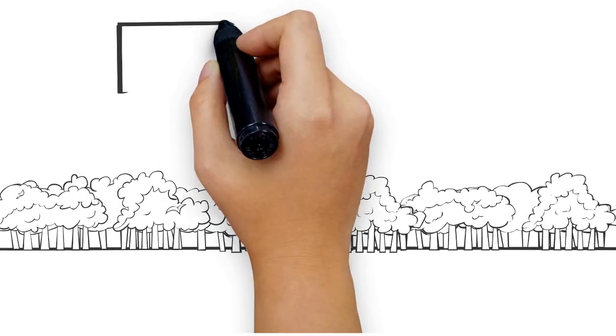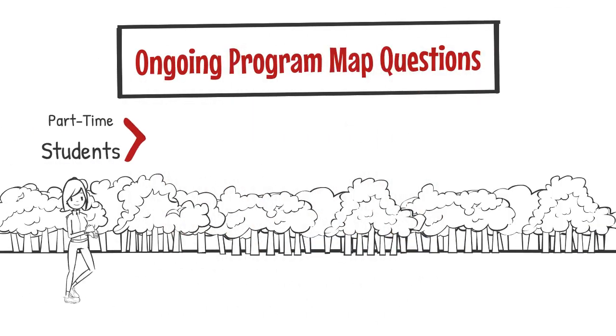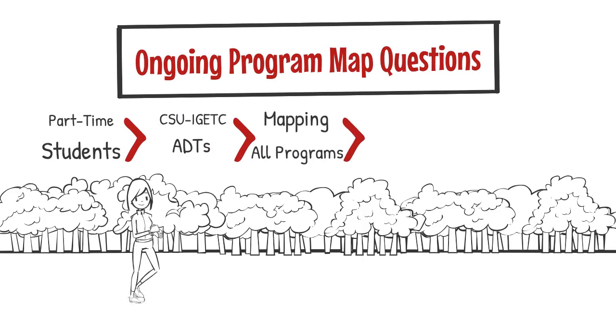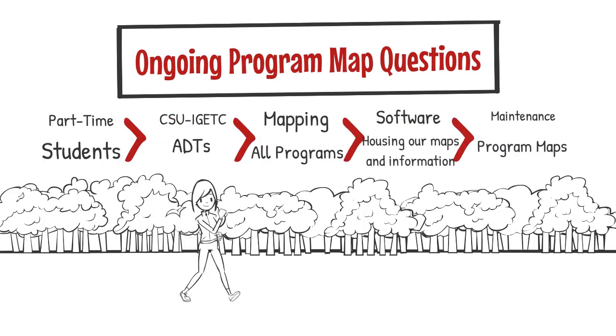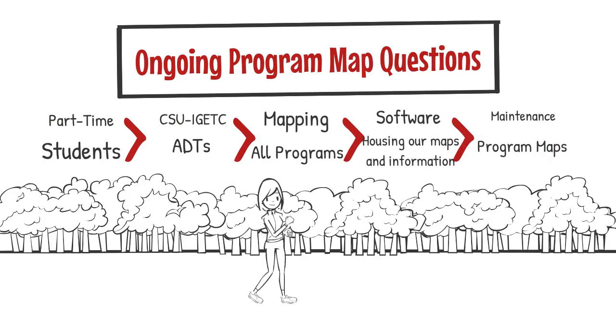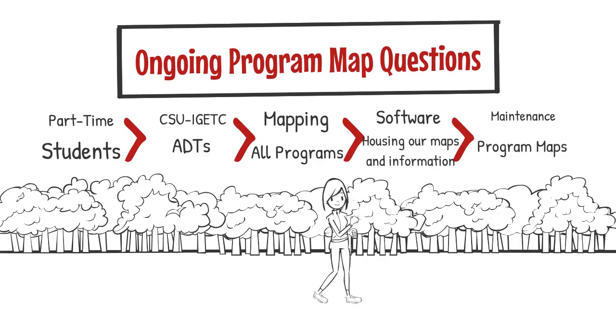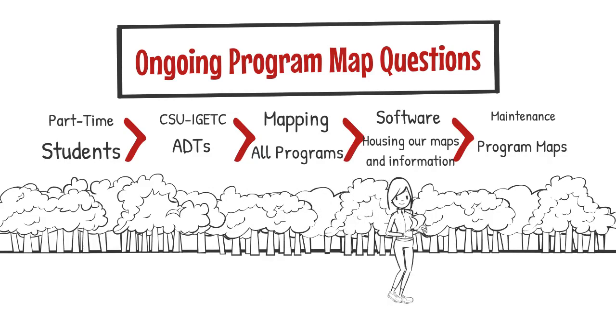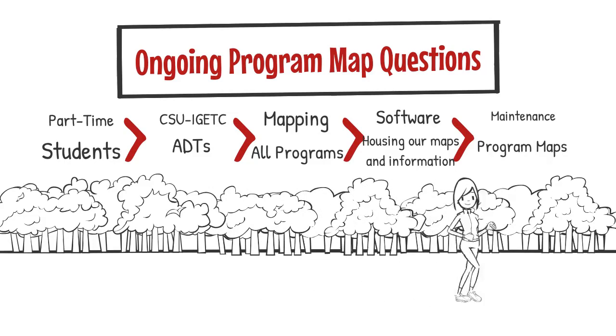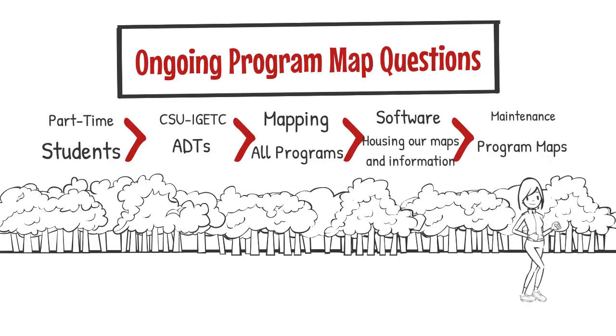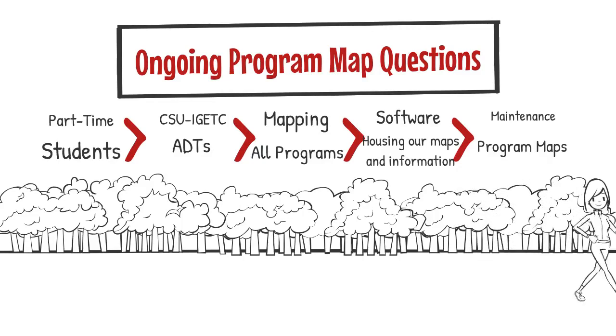There are some ongoing questions. What about part-time students? Most colleges begin with full-time maps and later develop part-time maps. What about CSU or IGETC patterns, local degrees, ADTs, etc.? Won't all these options create too many options that might confuse students? They may. Cross-functional teams and a strong student voice may assist with designing maps that are informative without being overwhelming.